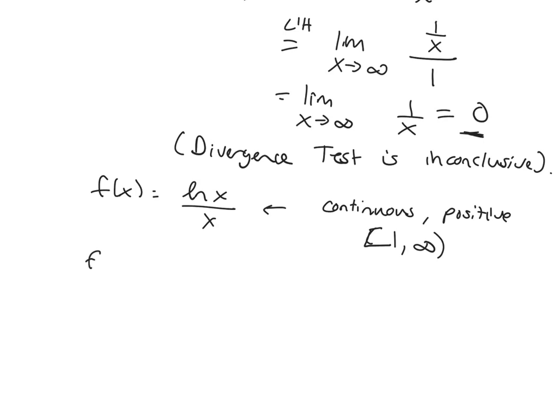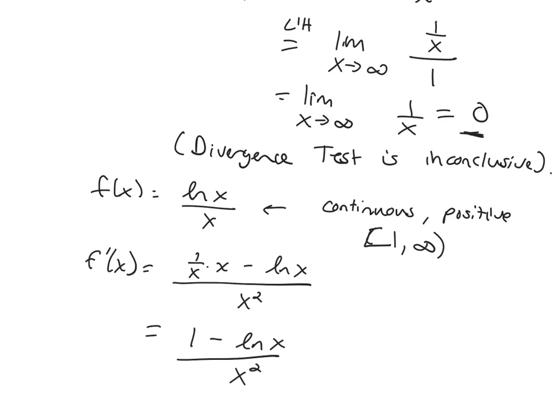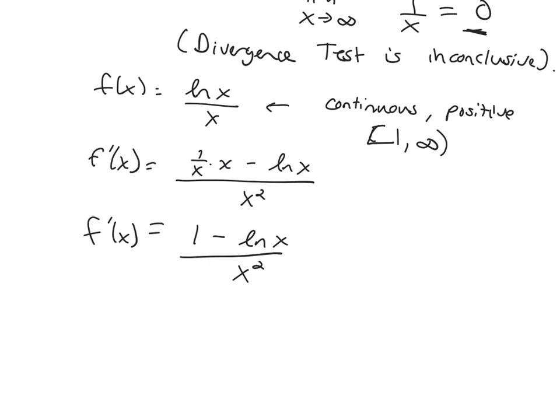Take the derivative. Okay, f prime of x. So what's the derivative of that function? All over x squared. Yep. So let's simplify that: 1 minus ln of x over x squared.